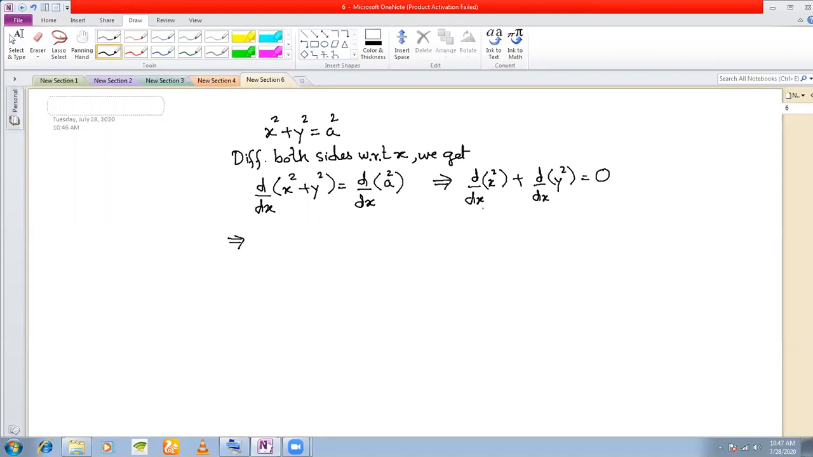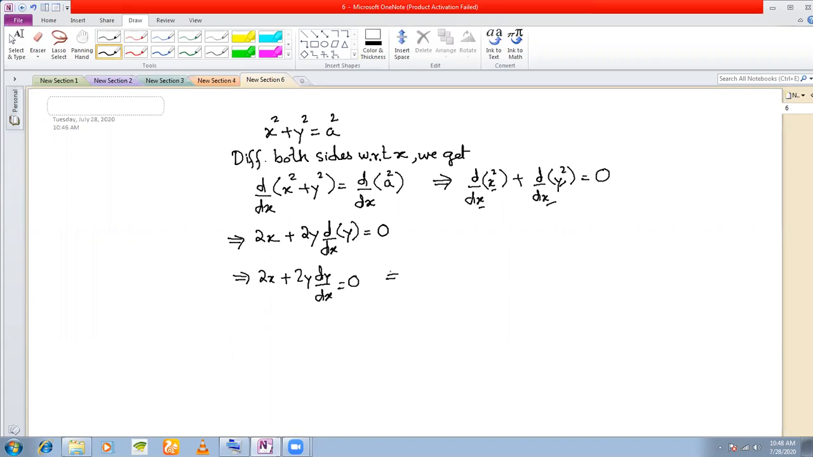Now what is d dx of x square? d dx of x square is clearly 2x. Now how do I differentiate y with respect to x? I told you that day that if you want to differentiate y with respect to x, you first differentiate y square with respect to y to get 2y, and then you multiply by dy dx. Equal to 0. So that means 2x plus 2y dy dx is equal to 0.